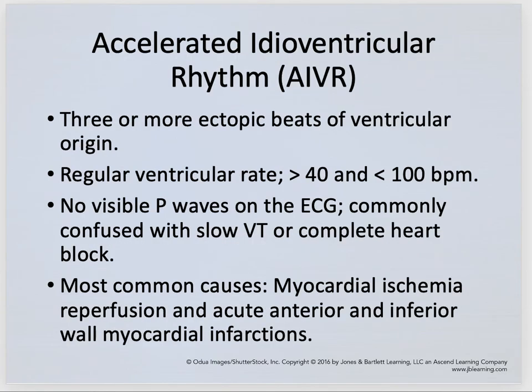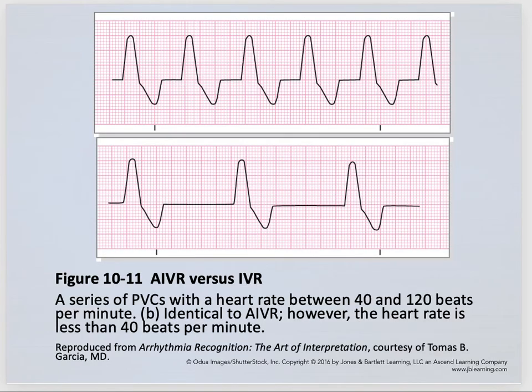Accelerated idioventricular rhythm: three or more ectopic beats of ventricular origin. The rate is above 40, with no visible P waves. The most common reasons you see accelerated idioventricular rhythm, AIVR, are lack of blood flow, so ischemia, acute anterior or inferior MIs, and this is what it looks like. It's a series of PVCs with a heart rate that can be low, between 40 and up to 120 beats per minute. We see that the heart rate is slow.